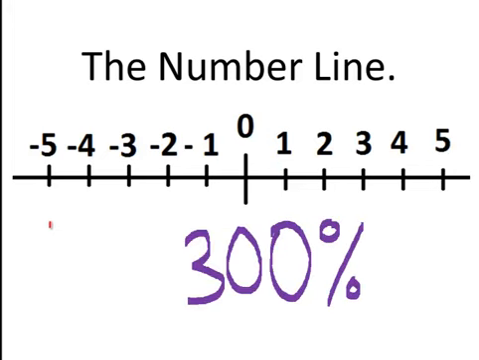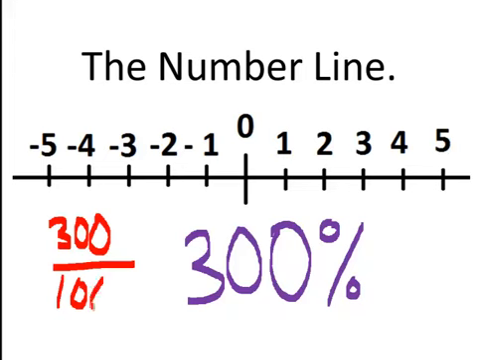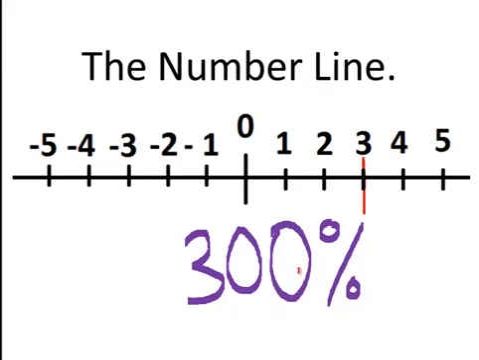300%, well, that's just 300 over 100, and that would simplify. We can cancel these 2 zeros and those 2 zeros. That simplifies to 3 over 1, and any number over 1 is just the same number, so the correct answer is 3.